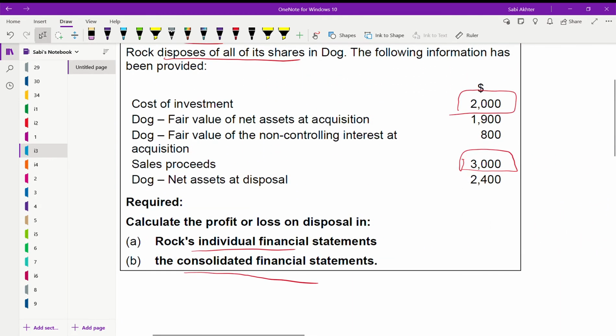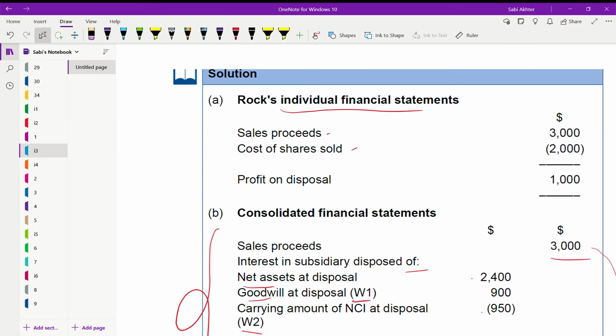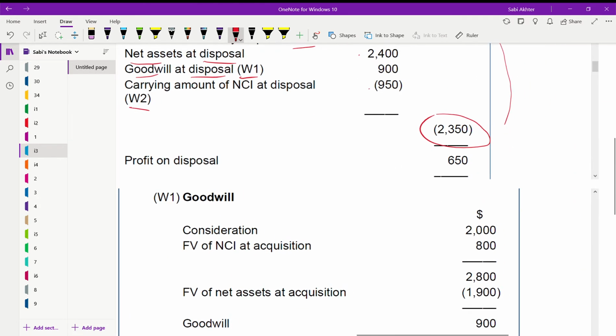Because there will be no net asset anymore after disposing, 2.4 or 2,400. Then what is the fair value of net assets at acquisition? Keep it, okay, 1.9. We don't need it now. We need it at the date of the disposal. Net assets also at the date of disposal. Goodwill also at the date of disposal. Don't take the acquisition net asset, acquisition goodwill and all. So goodwill at disposal you need to find out.